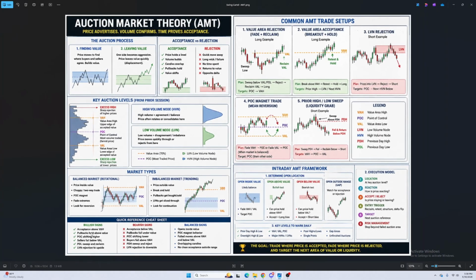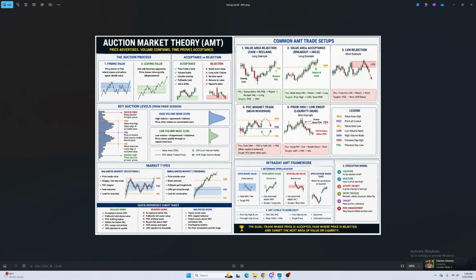It says bullish signs: acceptance above value area highs, pullbacks hold above value. Bearish: acceptance below value area lows, pullbacks fail under value. Balance signs: POC magnet, failed moves above value area high and low, right? So an example of a value area rejection back into value area low will be this, right?